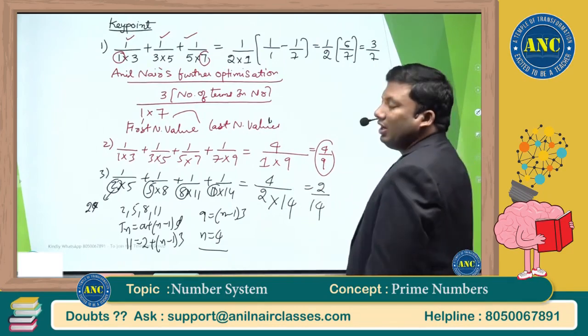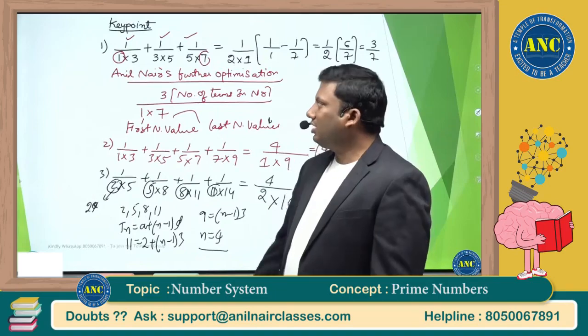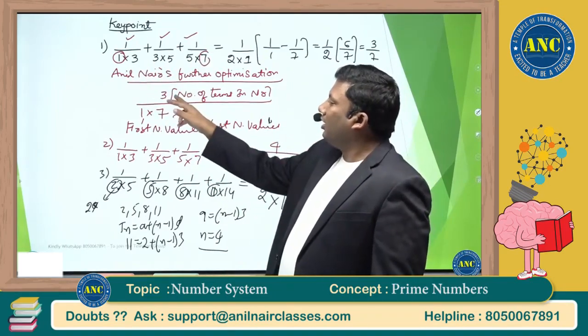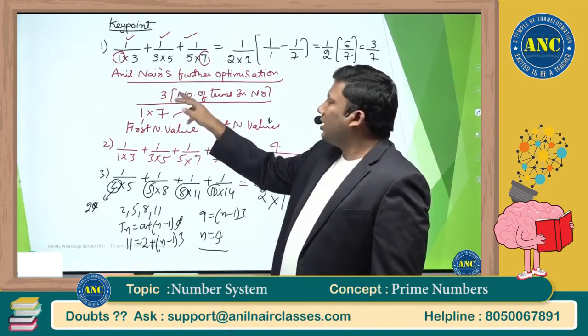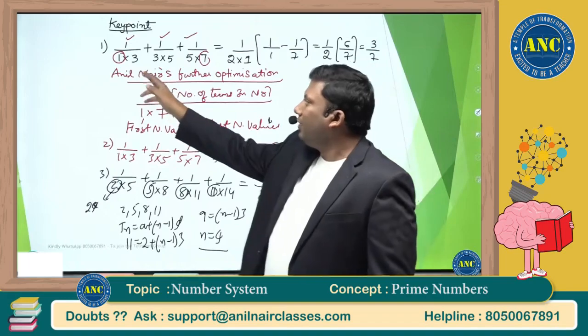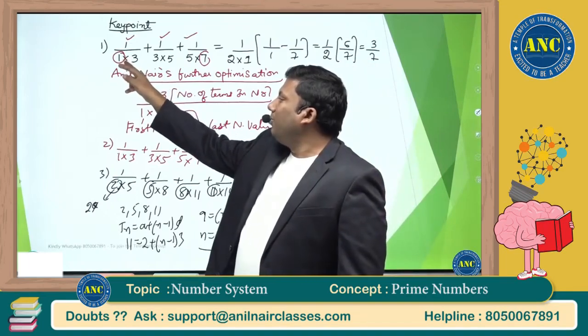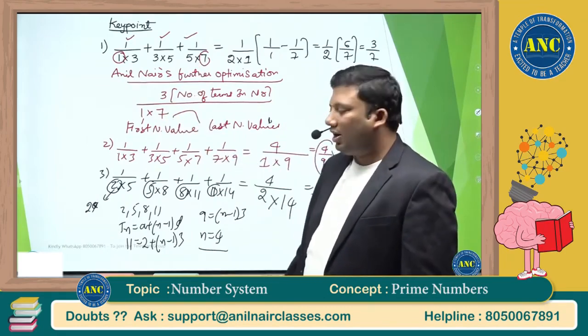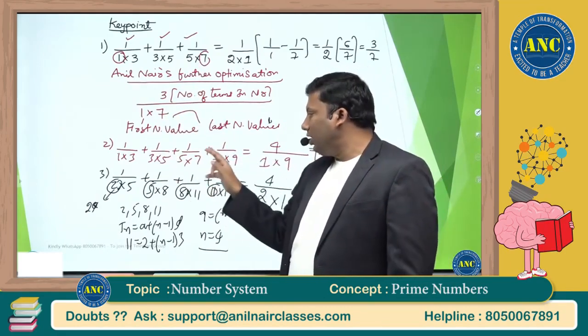Very, very easy way to look at the series. Again, I am repeating. 1, 2, 3. There are 3 terms in the numerator. Write down number of terms in the numerator, 3. What will be the first numerical value? 1. What will be the last numerical value? 7.